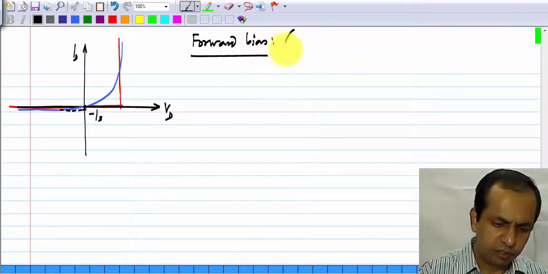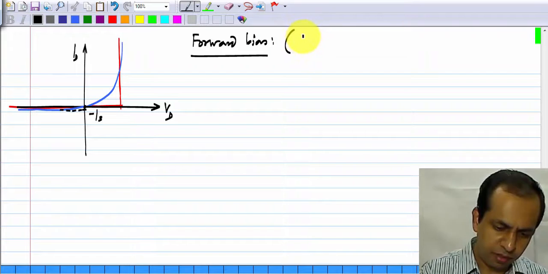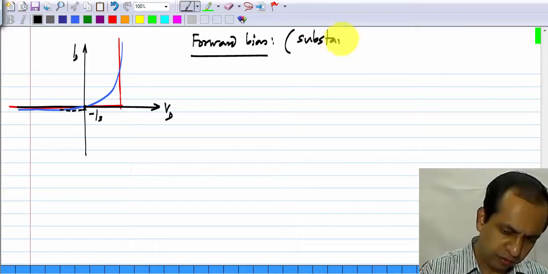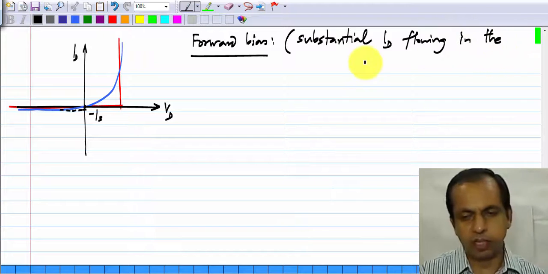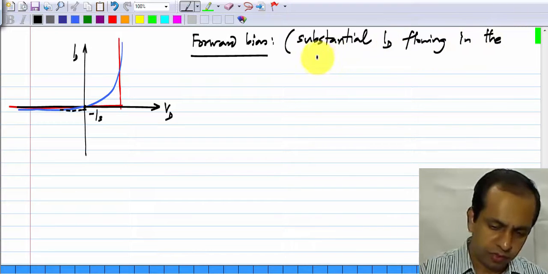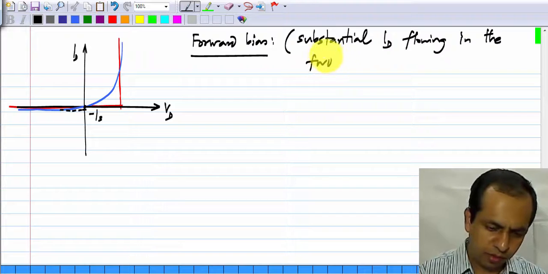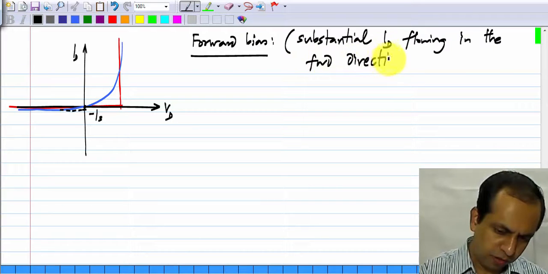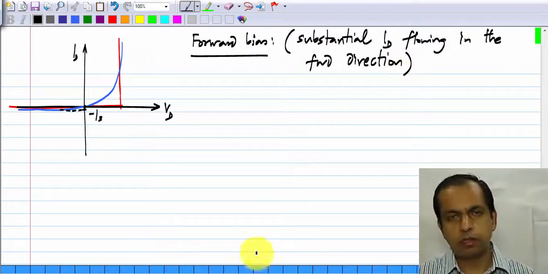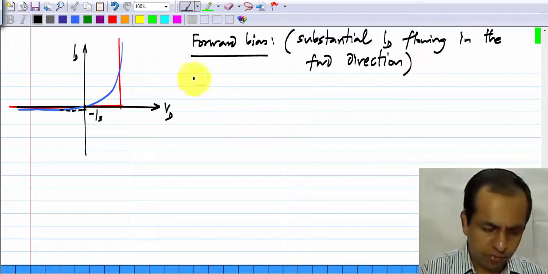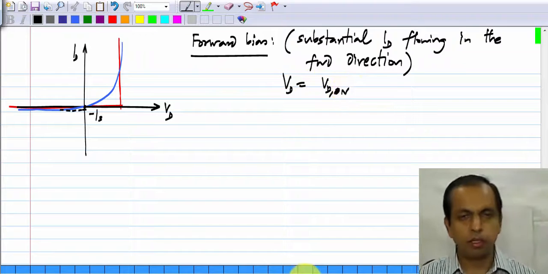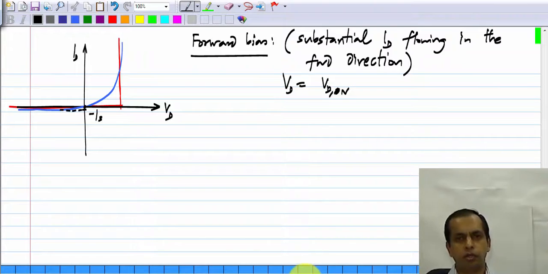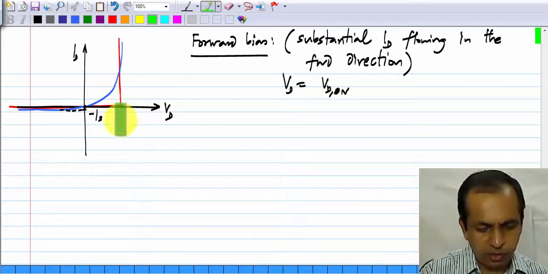Forward bias, which means that substantial ID is flowing, of course, in the forward direction. In the reverse direction, substantial currents cannot flow in the diode at all. So, in this case, what happens? Vd is some constant which is denoted by Vd on. And what is the value of this constant?